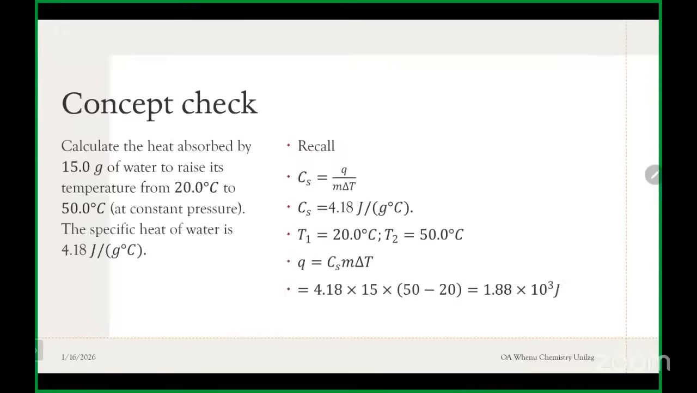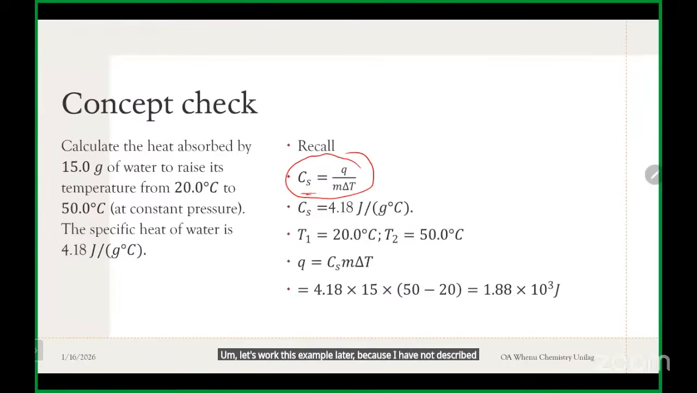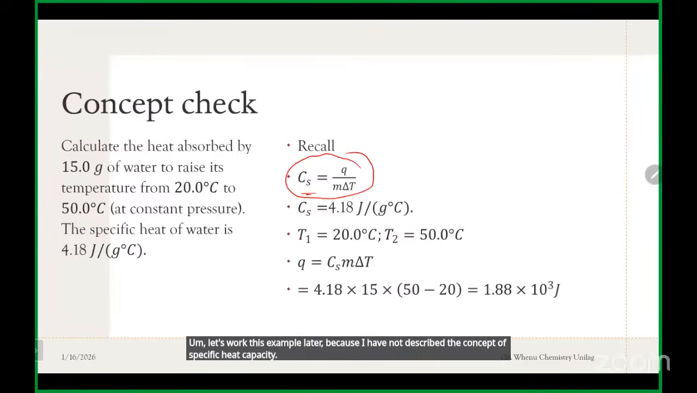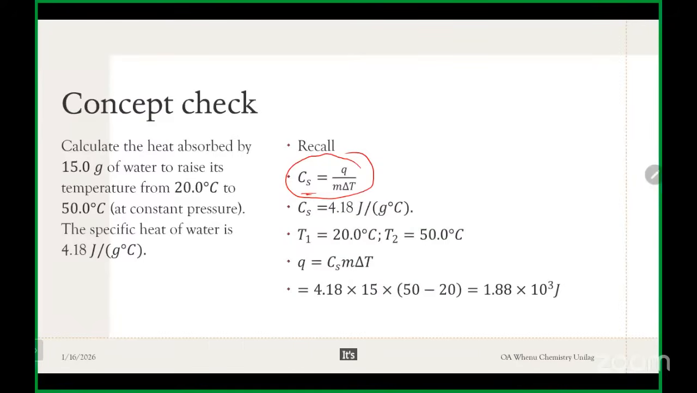Another example there is calculate the heat absorbed. Let's work this example later because I've not described the concept of specific heat capacity. It's coming ahead.